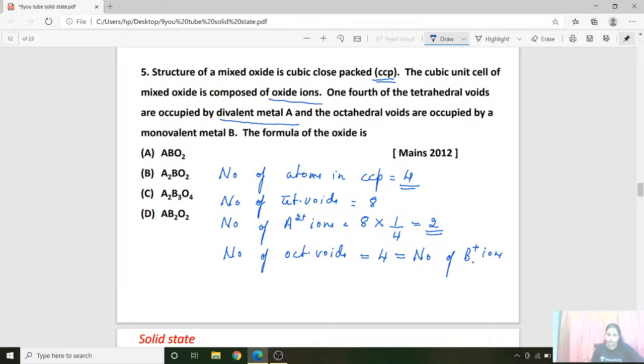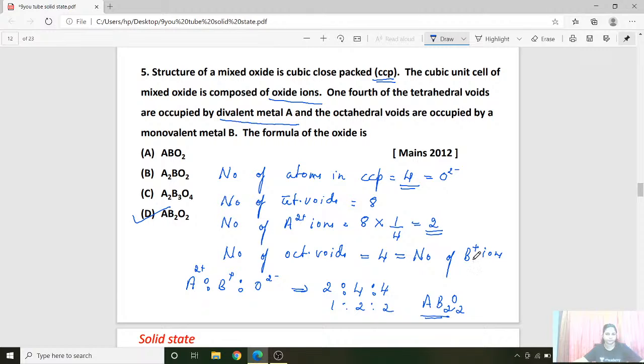Okay. Now we have the ratio. We want the ratio between A2+, B+ and O2-. How many A2+ are there? There are 2. How many B+ are there? There are 4, isn't it? How many O2- are there? O2- is the number of atoms forming the lattice, students. So that is 4. That means the ratio is 1 is to 2 is to 2. So the formula will be AB2O2. So the answer is option D. Have you understood, students? Is it clear? The answer is option D. I hope it is clear, students.